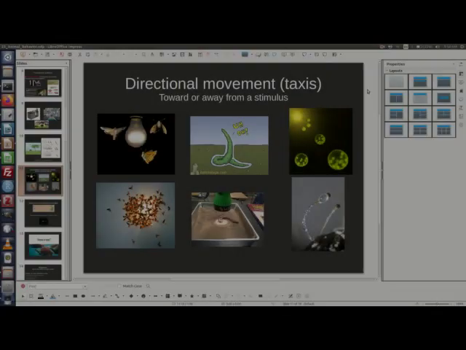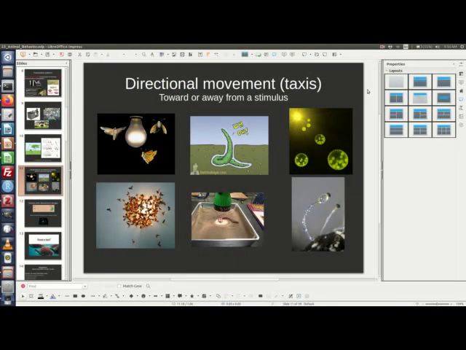So fixed action patterns is one type of behavior. We also have directional movement, which we call taxis. Think of getting into a taxi. You're going towards or away from something. If you shine a light on an earthworm, it moves away from it. That's taxis, away from a stimulus. If you have a light on at night, moths move towards it. That's a taxis.